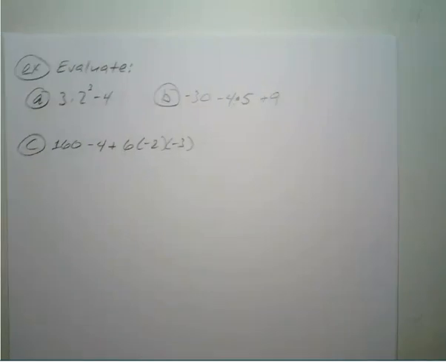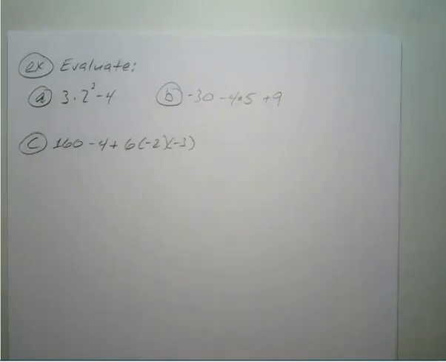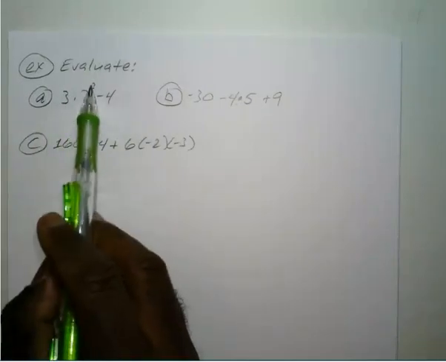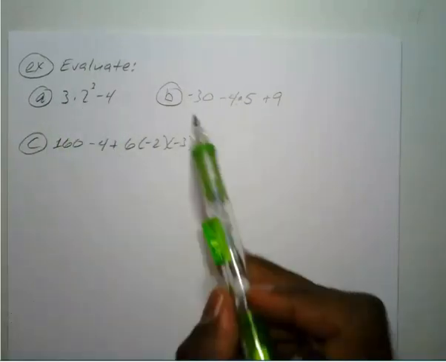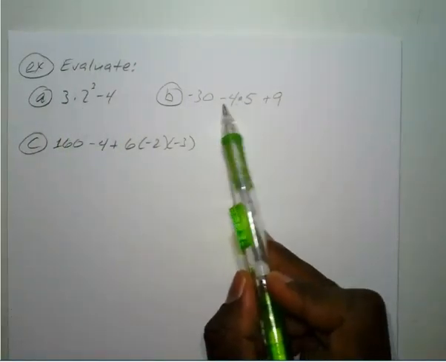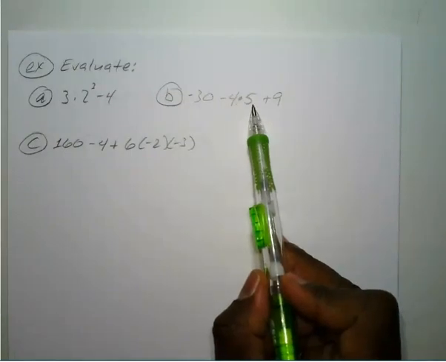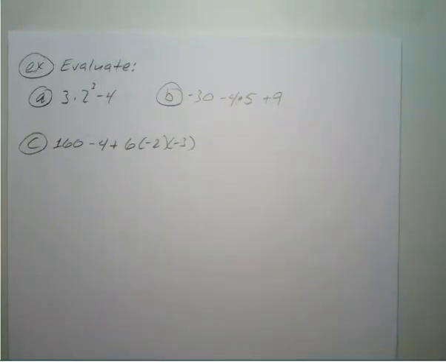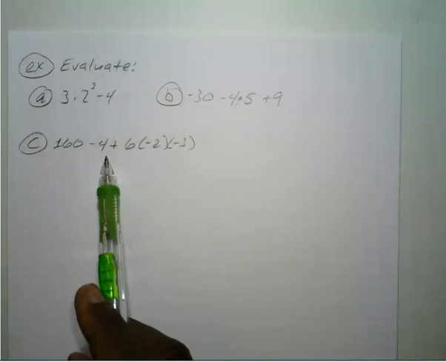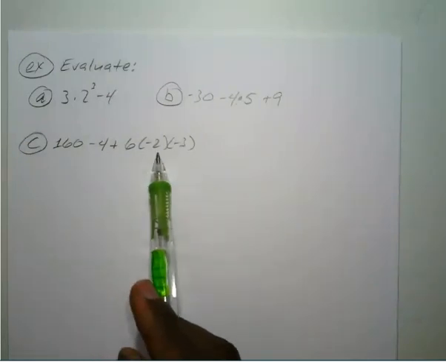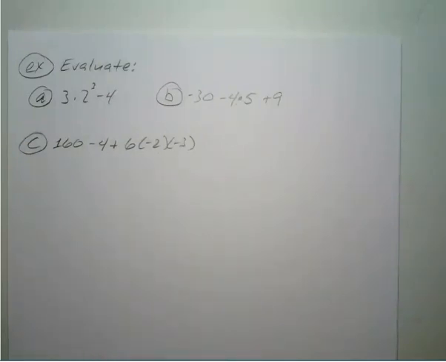Okay. So let's say, for example, we wanted to evaluate A, 3 times 2 to the third power minus 4; B, negative 30 minus 4 times 5 plus 9; and C, 160 minus 4 plus 6 times negative 2 times negative 3.